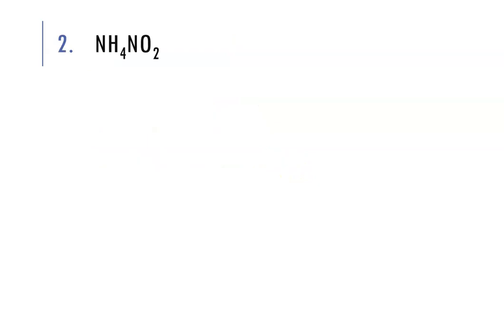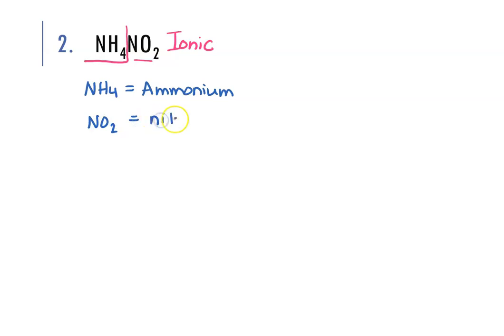Okay, let's look at the second one. So I go through my checklist again. Does it start with H? It does not. Does it start with NH4? It does start with NH4. So that means that it is going to be ionic. NH4 is ammonium. And this is also on the back of your periodic table in case you forget. And then NO2 is also on the back where the polyatomic ions are. And the name of this is nitrite.